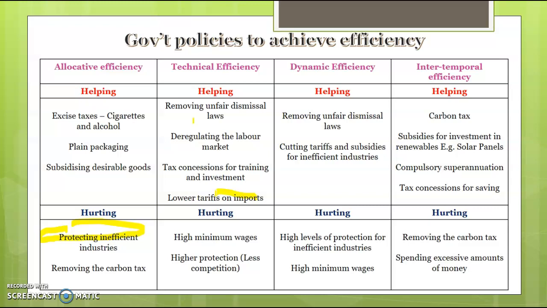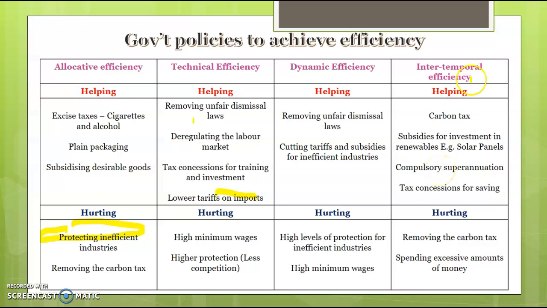Dynamic efficiency, removing unfair dismissal laws, that's dynamically efficient because it allows firms to shift resources to where they're wanted, so they can sack workers in areas where they don't need workers anymore, and that therefore resources can be redeployed to areas where society is demanding products. Cutting tariffs and subsidies, again, cutting tariffs means that firms have to restructure and shift resources to areas of comparative advantage, which makes us more dynamically efficient because there's more competition, so we have to be responsive to consumers' needs. Hurting dynamic efficiency, protecting inefficient industries can make them less responsive to consumers' needs, is one example.